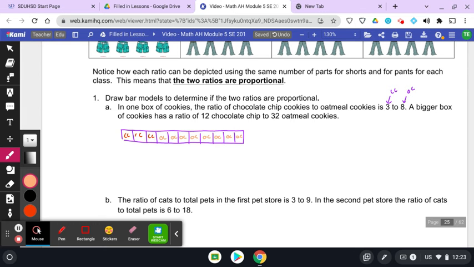In the first ratio, we know that there is 1 cookie in each of those sections. 1 chocolate chip, 1 chocolate chip, 1 chocolate chip, and then 1 oatmeal cookie in each of those sections. So that's our base bar model. We want to know if we can cut the other ratio in the same manner in 11 sections, but there'll just be multiple cookies in each section.